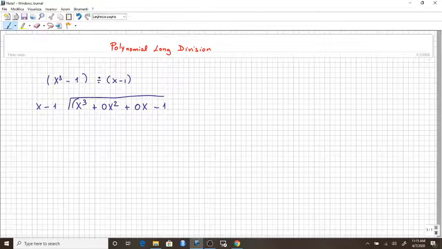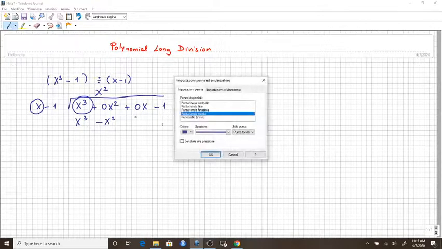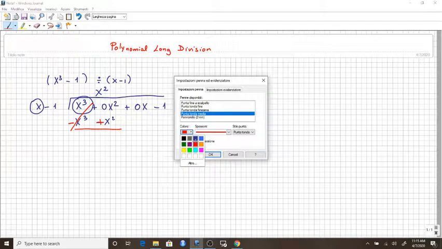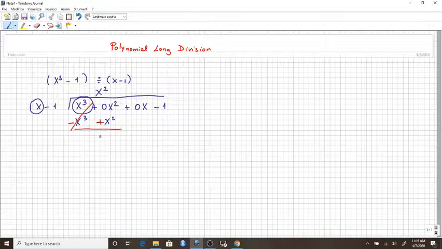And as always, we are going to compare the two highest degree terms of the dividend and divisor. And x cubed divided by x is x squared, so we're going to write this x squared here at the top, and then we multiply. X squared times x is x cubed, and x squared times negative 1 is negative x squared. So we change the sign, so this becomes negative, and this becomes now a positive x squared, and now we can combine, so the first term will simplify. So now we have 0x squared plus x squared, which combine to 1x squared.